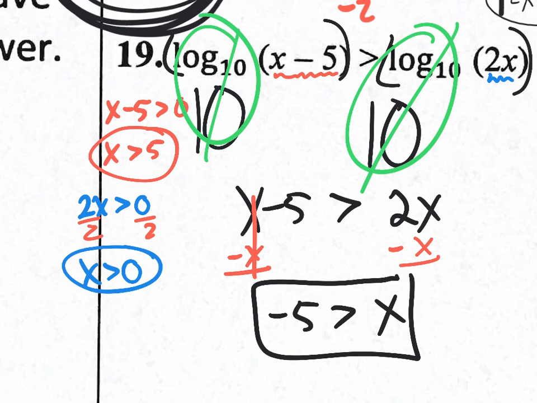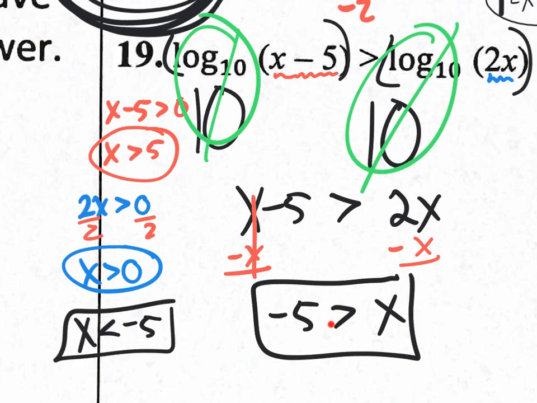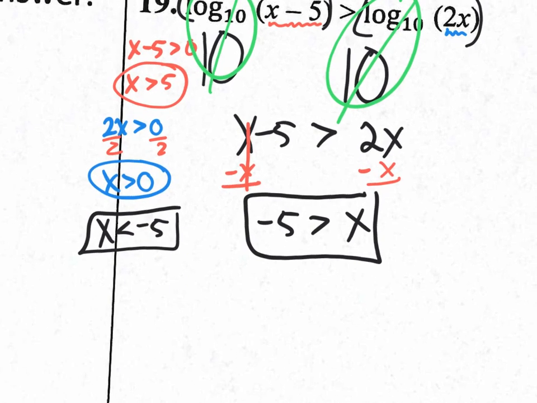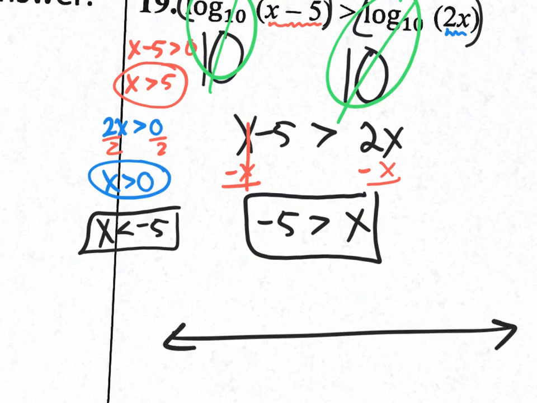So let's flip it and make it look the way it's supposed to. X is less than negative 5. When you flip it, just make sure that if it was opening up to the negative 5, it still remains opening up to the negative 5. These are your three possible answers. Let's go to a number line to see where our triple overlap piece is.